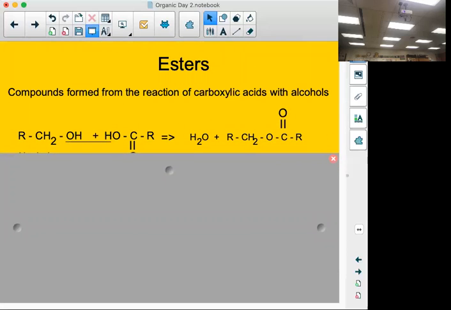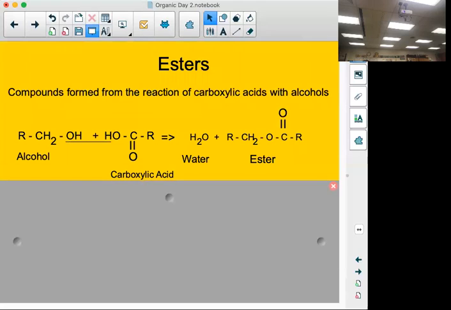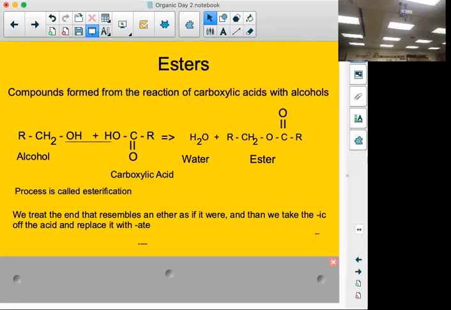So there's our alcohol. Remember, it has the OH. There's our carboxylic acid. We're going to generate water, and then we're going to get our ester. So an ester is a chain, oxygen, carboxyl, and a chain. The process is called esterification. We treat the end resembling the ether as if it were one, and we take the ic off the acid and replace it with A.